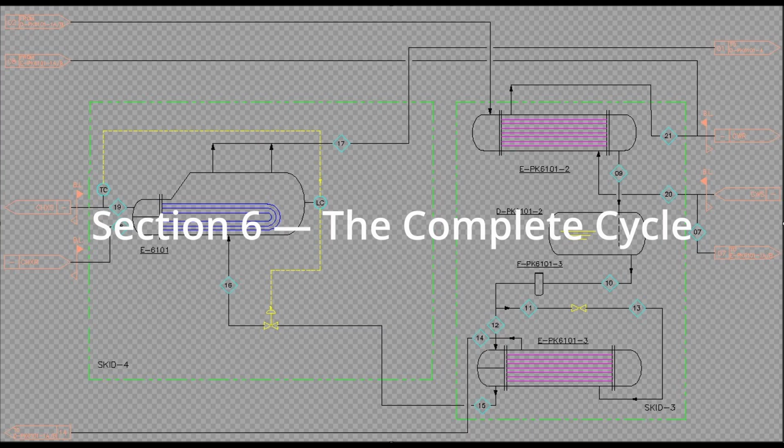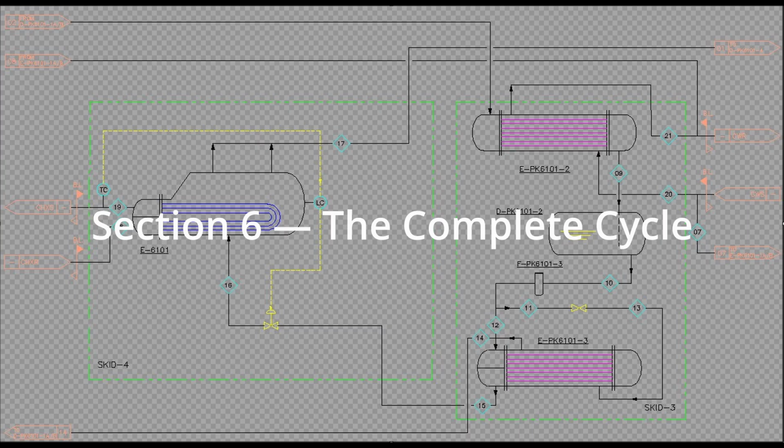Section 6, the complete cycle. Now that we have analyzed each skid individually, let's summarize the full refrigeration loop. First, gas enters the heat exchanger and loses heat to the refrigerant. Second, the cooled gas flows into the separator, where liquids are removed. Then the gas enters the compressor skid, where pressure is increased.